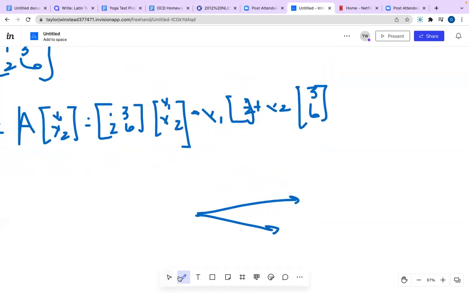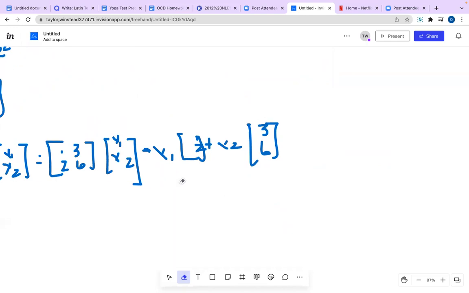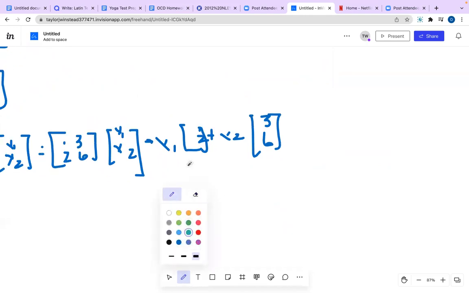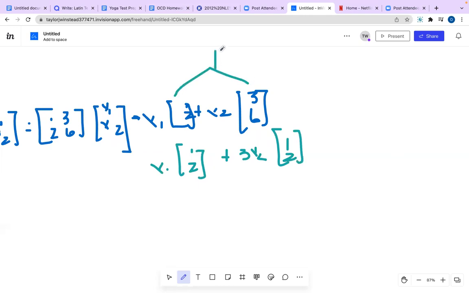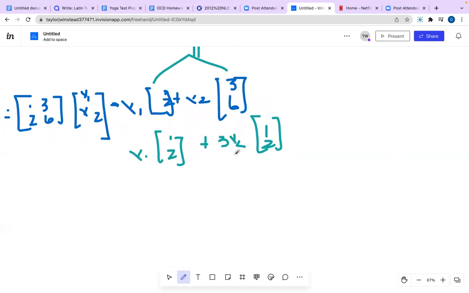Now, this example is actually a little strange, and you'll see why in a minute. Because what we can say here is, because we've got (1, 2) and (3, 6), we can actually say x1 times (1, 2), that doesn't change, plus 3x2 times (1, 2). What does this mean? In other words, these two vectors are parallel to each other. So we can pull out the 3.